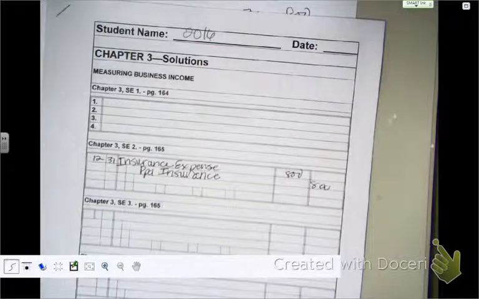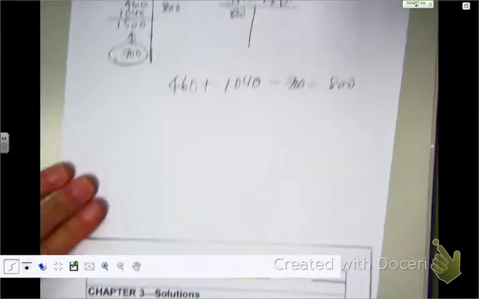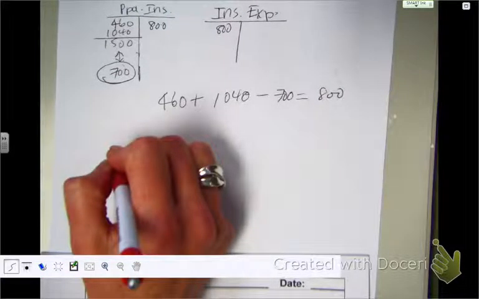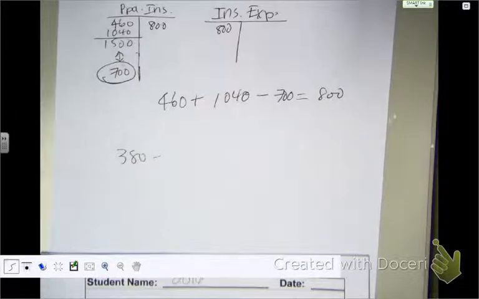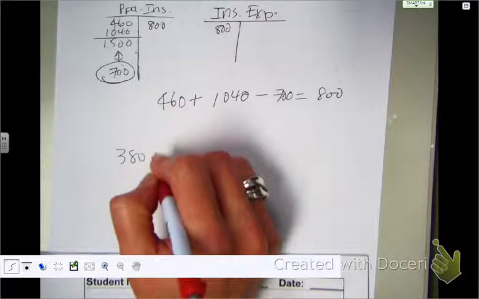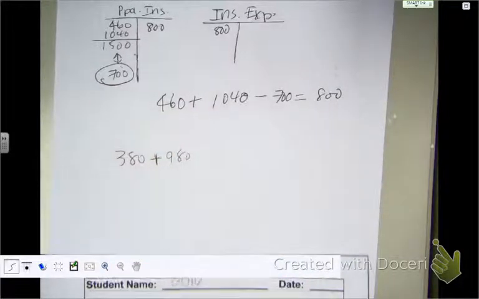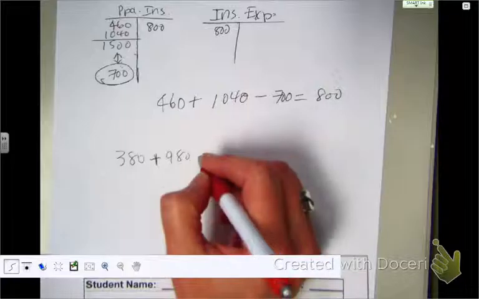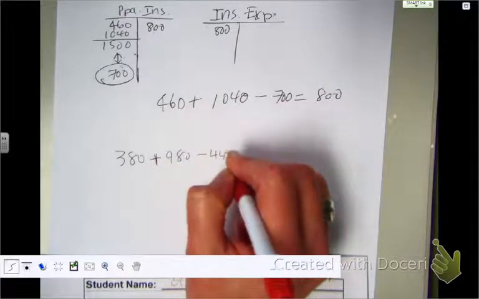Okay, so now we're moving on to SE3. In SE3, we're looking at the supplies account, and it began the year with a balance of $380. So let's just do the math first. We began the year with $380. Okay, and during the year we bought supplies in the amount of $980. So that means we would add $980 to it. And at the end of the year, the balance on hand was $440. So what we had left over was $440.